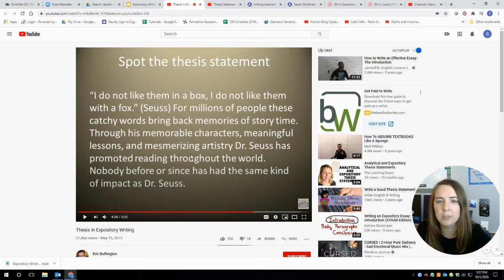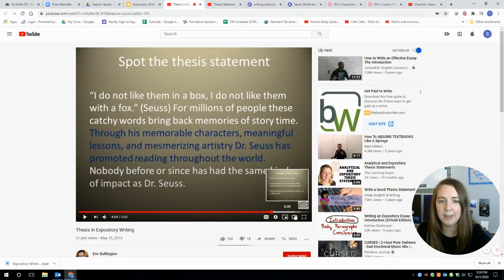So let's look at the sentence before that. Through his memorable characters, meaningful lessons, and mesmerizing artistry, aka how weird his art looks, Dr. Seuss has promoted reading throughout the world. You got your reasons, you got your claim that promoted reading throughout the world. So that is going to be your thesis statement.